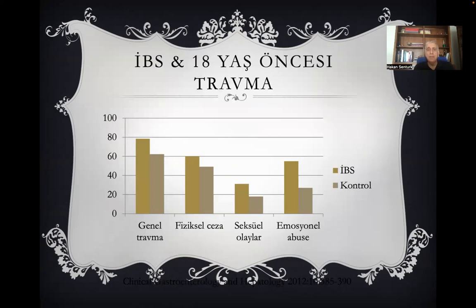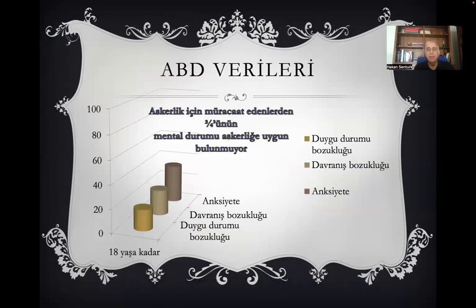Several studies have suggested that in patients with irritable bowel syndrome, prepubertal psychological trauma plays a major part. In general, in these patients, the rates of general trauma, physical punishment by anybody, sexual events, and emotional abuse are significantly more common in comparison to controls. These can be revealed by a psychiatrist, and if the patient solves this problem and settles it in his or her mind, then irritable bowel syndrome may be positively affected.